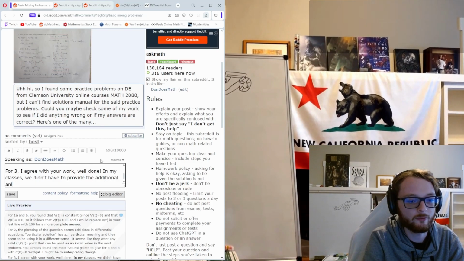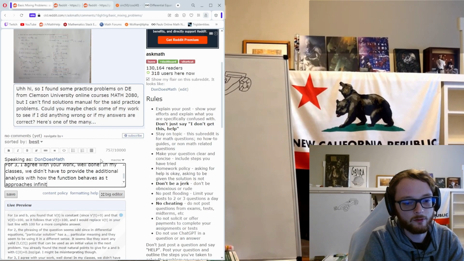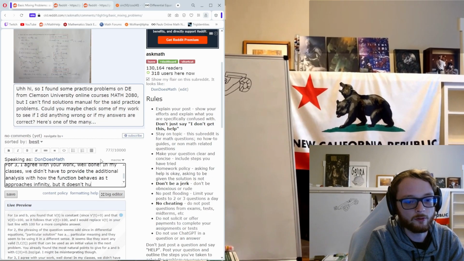Additional analysis with how the function behaves as t approaches infinity. It doesn't hurt either.